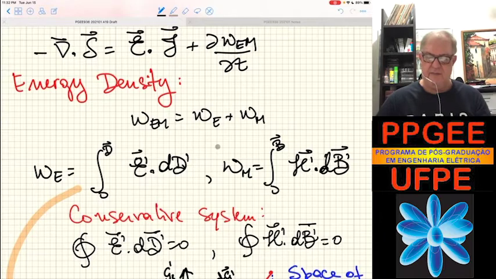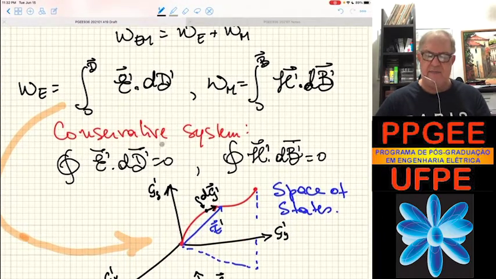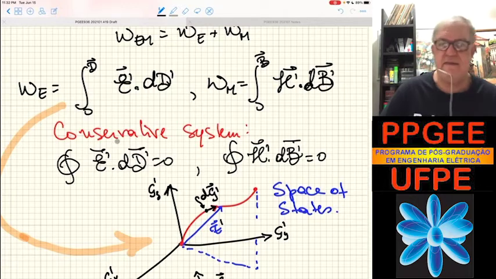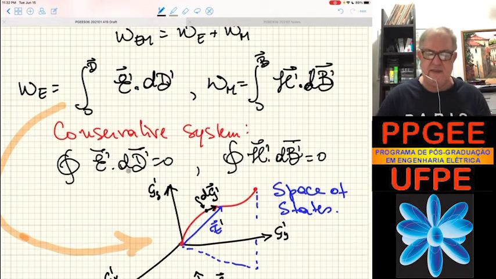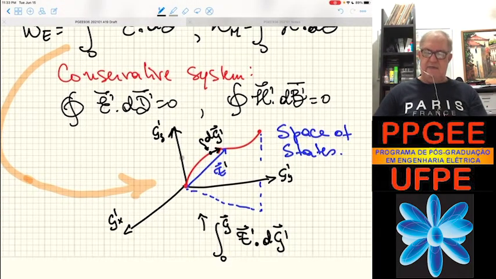primed D and B. Also, just recall, this integral doesn't depend on the path if we have a conservative system. So it means that for a conservative system, we always have this circulation in state space of E delta D equals 0 and circulation of H delta B in state space equals 0, right? And this is the scheme, right?